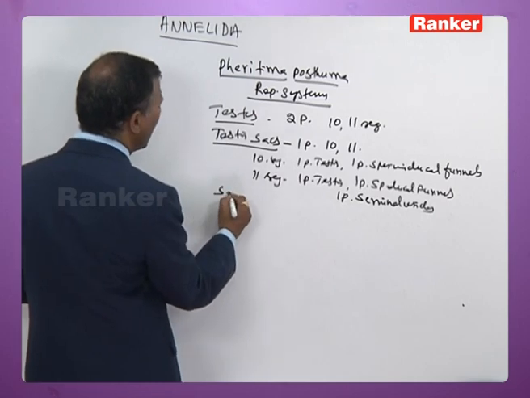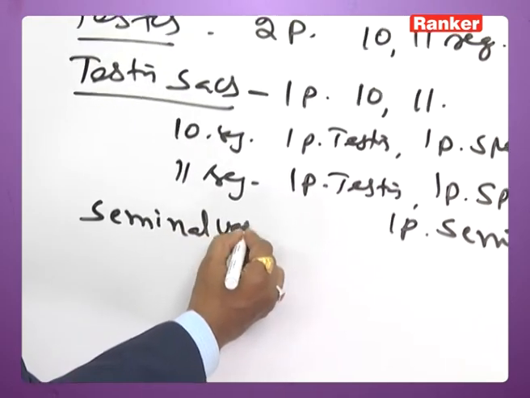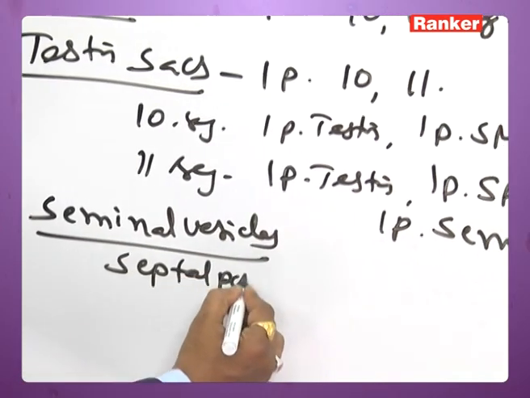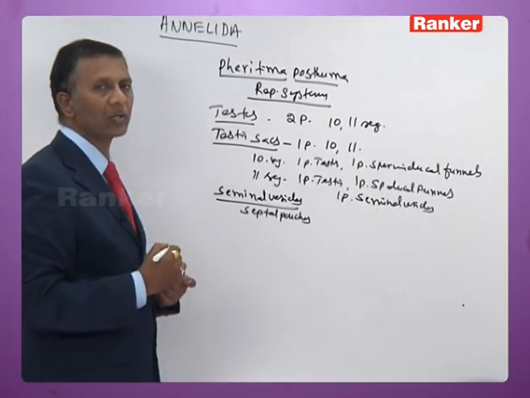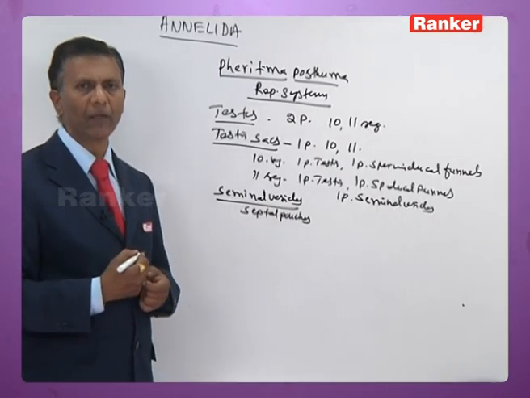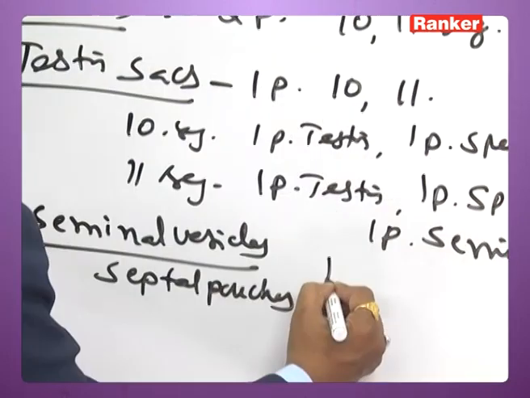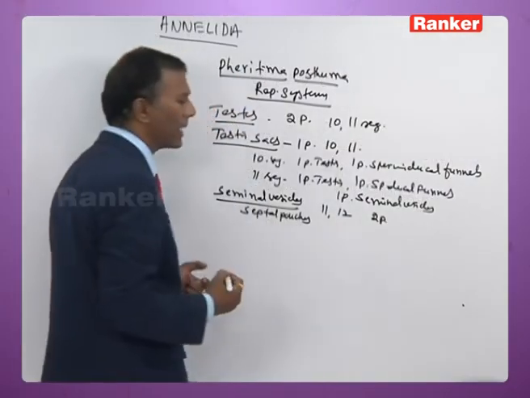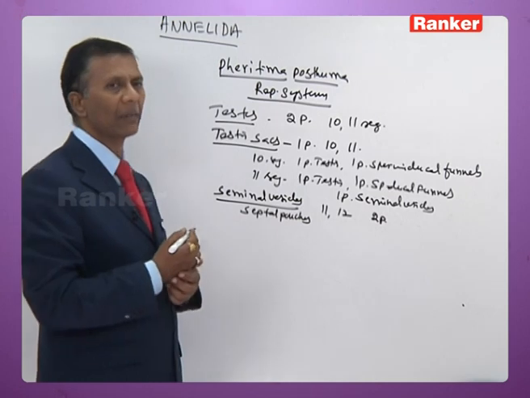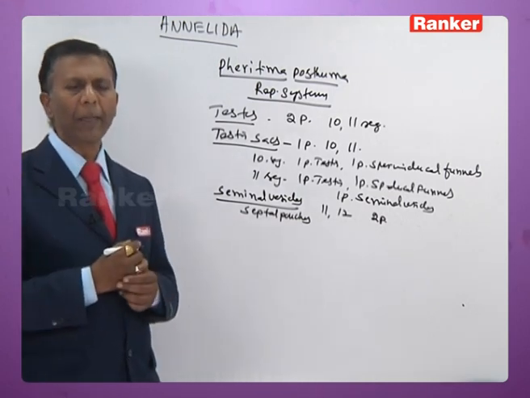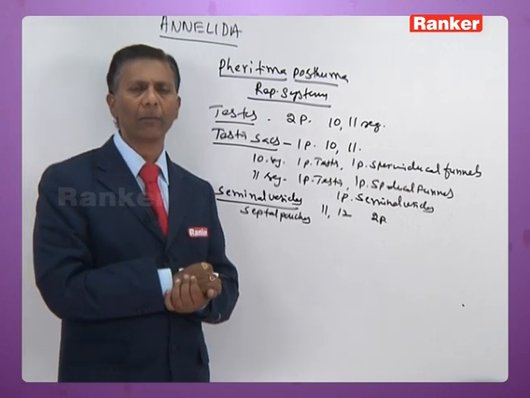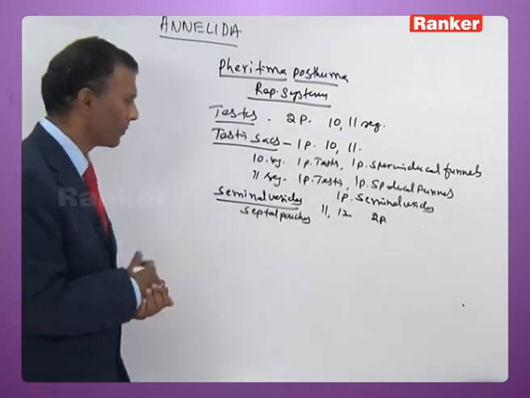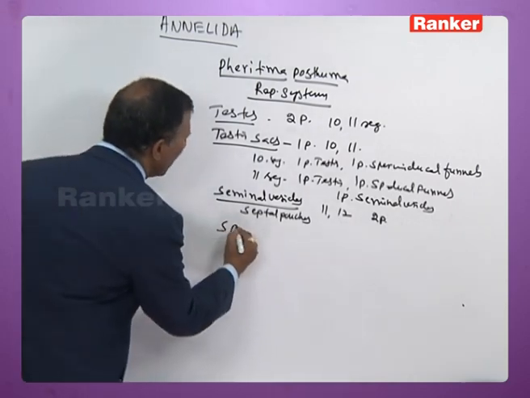Then next you have seminal vesicles. Seminal vesicles are also called septal pouches. They are modified septa. They are present in the 11th and 12th segments. There are two pairs. The first pair lies in the testis sac of the 11th segment. The second pair is naked. The seminal vesicles collect spermatogonia from testis sacs and bring about their maturation to form mature sperms. The next you have spermiducal funnels.